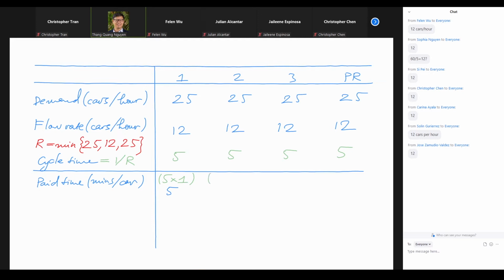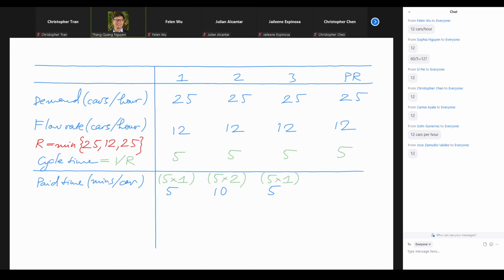And at station 2, we have 2 workers, so we scale this up by 2, and we have 10 minutes paid time at station 2. At station 3, we have only 1 worker, so we have 5 times 1, right? Then we have 5 minutes paid time at station 3.